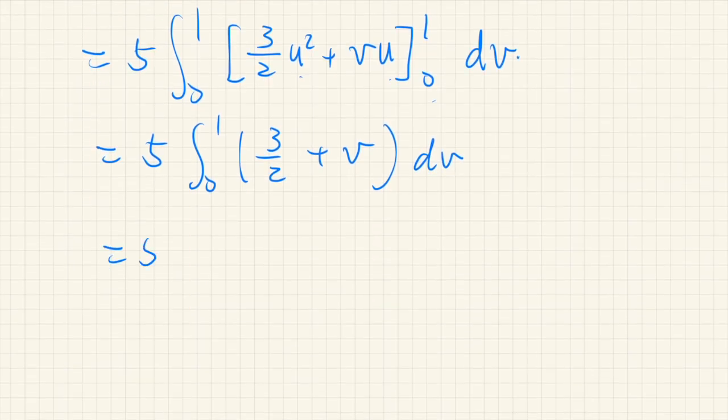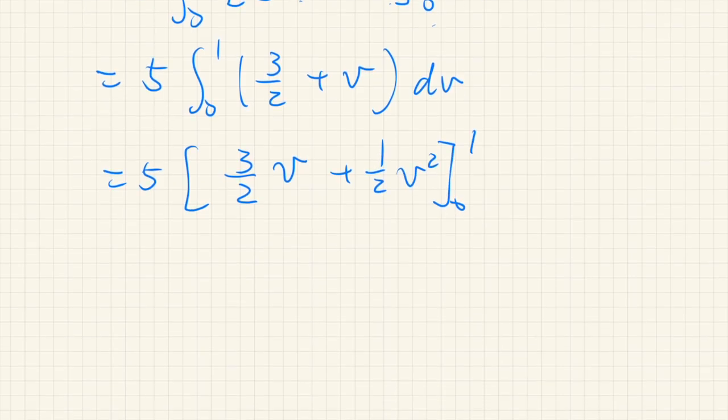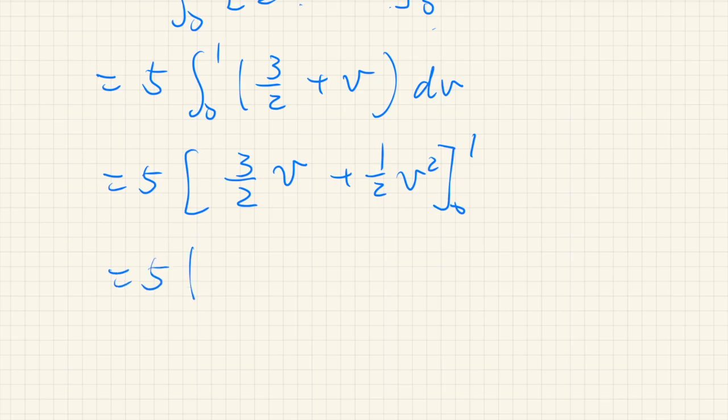And integrate this, we have 3 over 2 v plus 1 over 2 v squared from 0 to 1, and that's 3 over 2 plus 1 over 2, that's 2, so that's it. So this times 5, the result is 10. Let's see another example that is nonlinear.